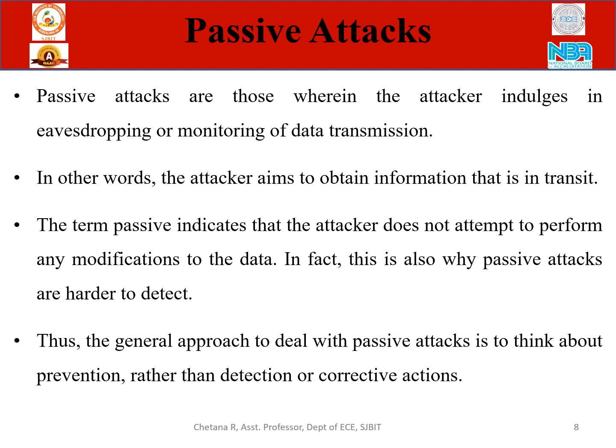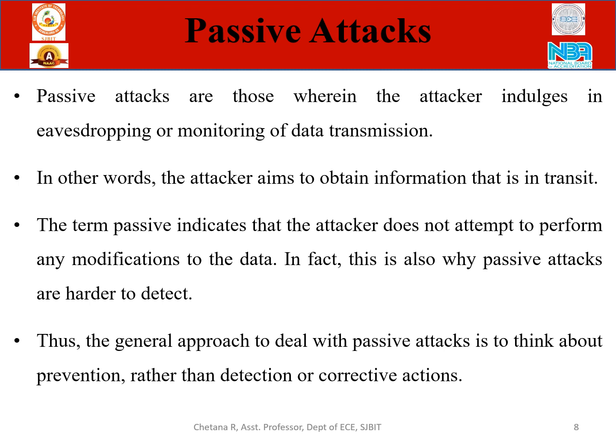The term passive indicates that the attacker does not attempt to perform any modifications. He is not performing any modifications. He is not disturbing. He is not doing anything. He just wants to know the information. Therefore, passive attacks are harder to detect. You don't know who is the person who is overhearing your information.